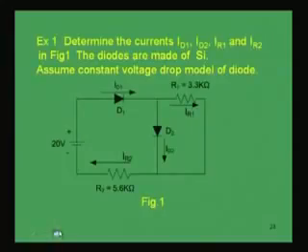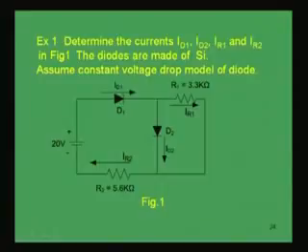So, now let us do an example. You have a circuit given by this, there are two resistances, two diodes. You have to find out the current flowing through diode D1, the current flowing through diode D2, as well as the current flowing through resistance R1 and the current flowing through resistance R2.